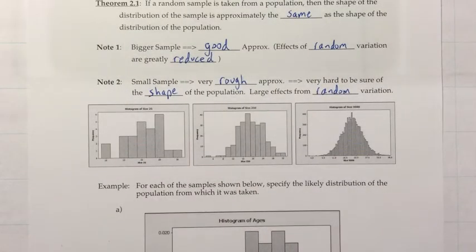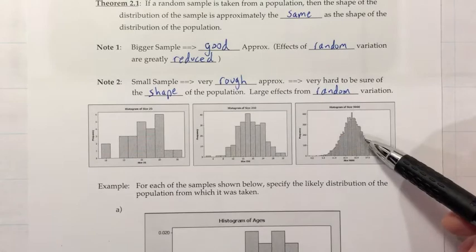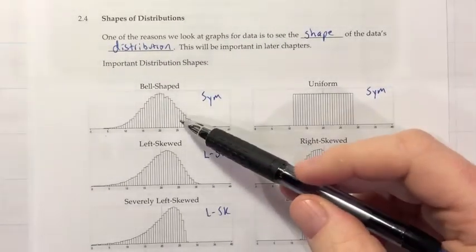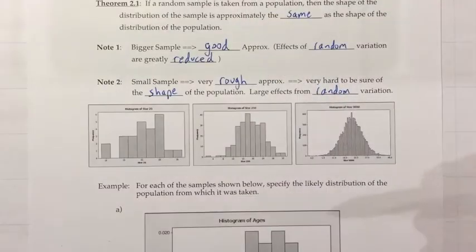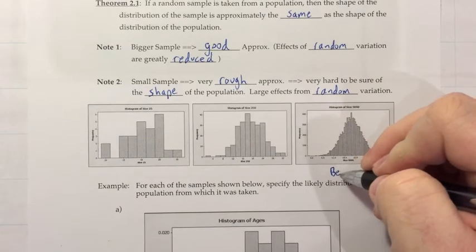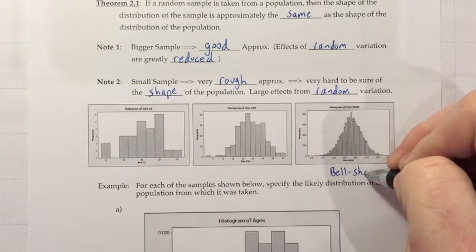Alright, so hopefully you've got your answers written down by now. So here's our histogram of a sample of size 9,000. If we bring in the shapes from the previous page, I would argue that looks the most like the bell-shaped distribution. So I would say because the sample looks bell-shaped, it's my best guess that the population would also have a bell-shaped distribution.